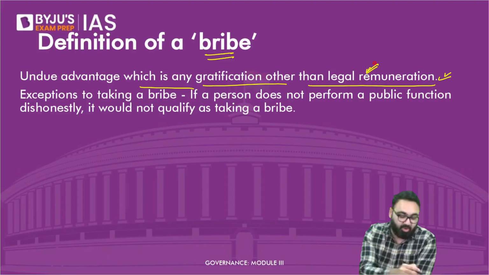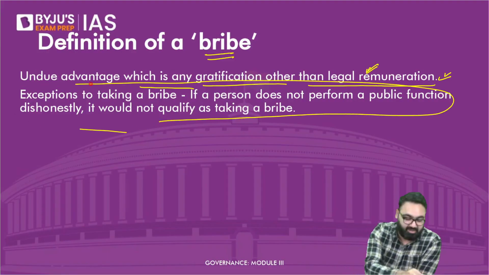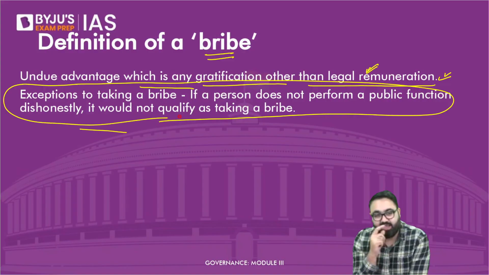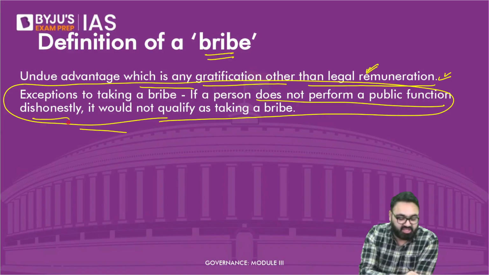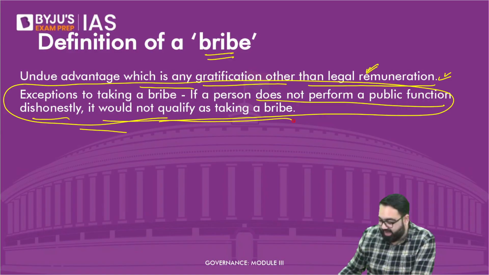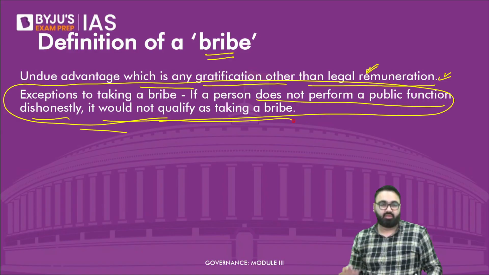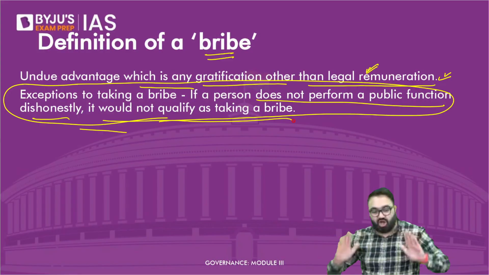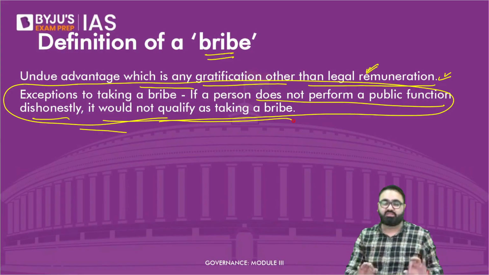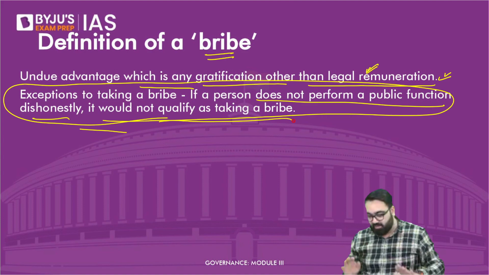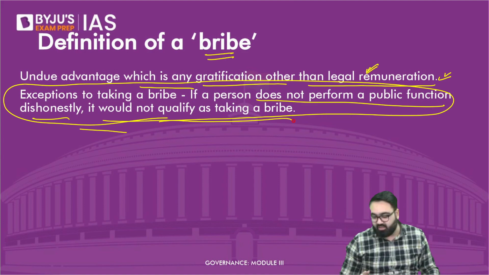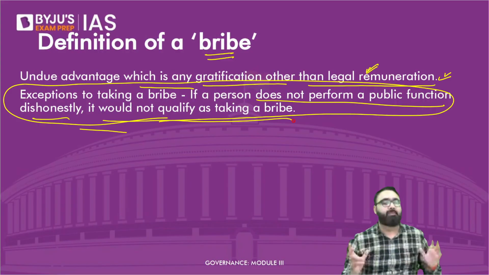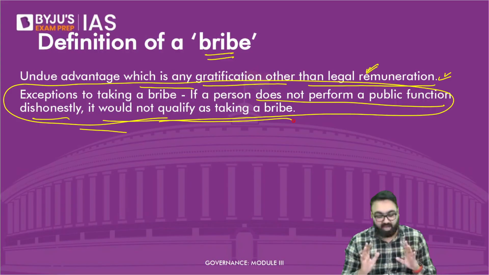Now look at this point very carefully, because this is extremely important. It says if a person does not perform a public function dishonestly, it would not qualify as taking a bribe. Now, what do you mean by that? Let's take an example, and please listen to this very carefully. I would suggest not typing anything for 2-3 minutes. Just listen to what I'm trying to tell you.